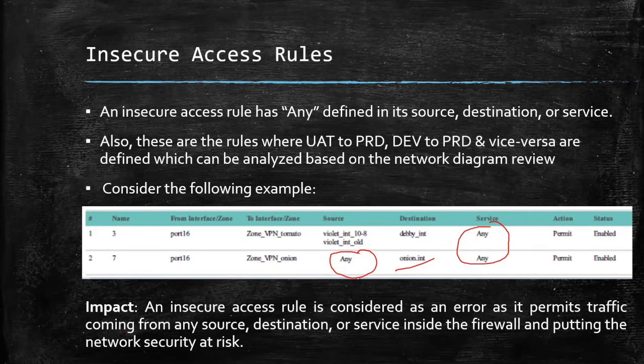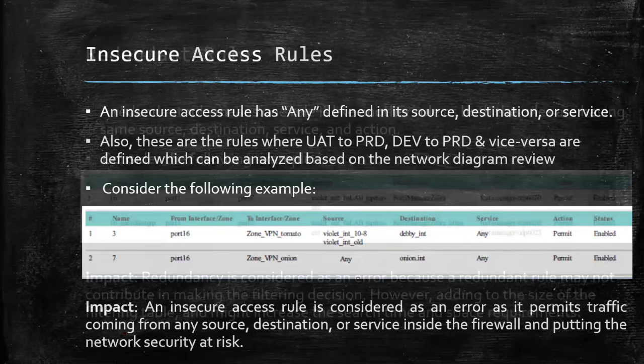So below is basically the impact. What will happen if there is an insecure access rule problem? It will allow any source, destination, and service inside a firewall, putting the network security at risk, in case of accidents or malicious users getting access to a critical environment in the infrastructure.